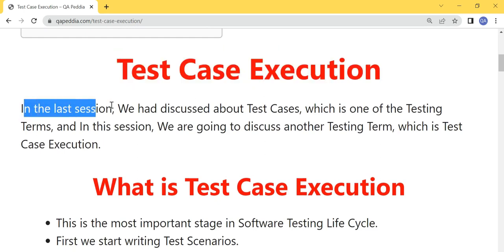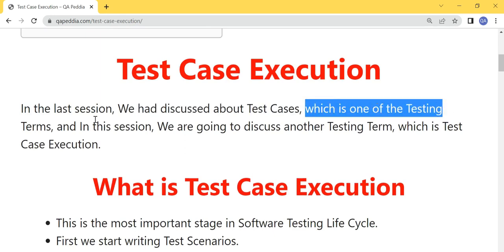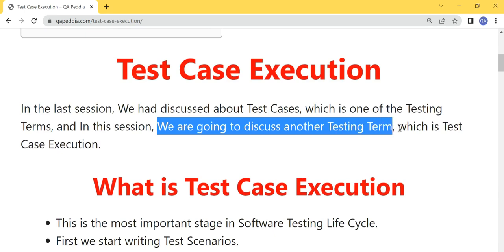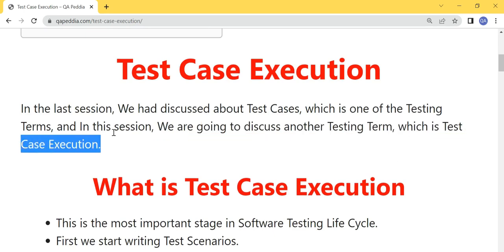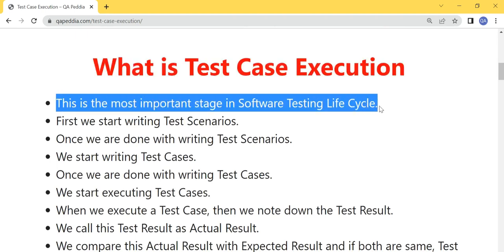In the last session we had discussed about test cases, which is one of the testing terms. And in this session, we are going to discuss another testing term, which is test case execution. What is test case execution? This is the most important stage in the software testing life cycle.